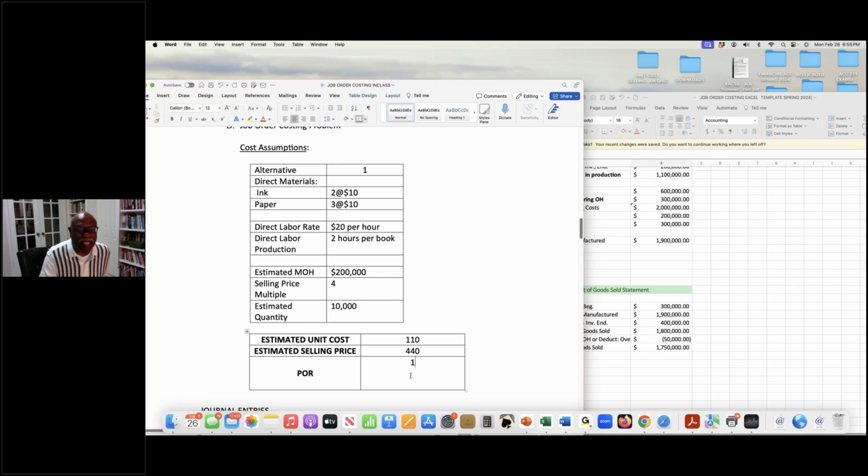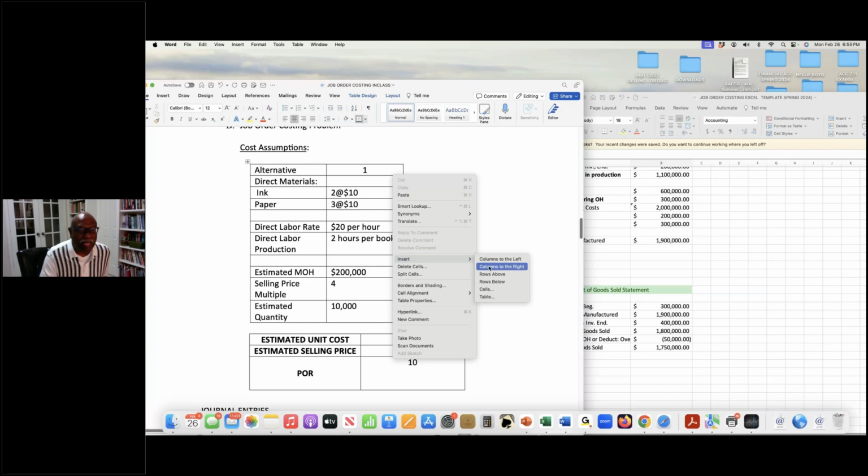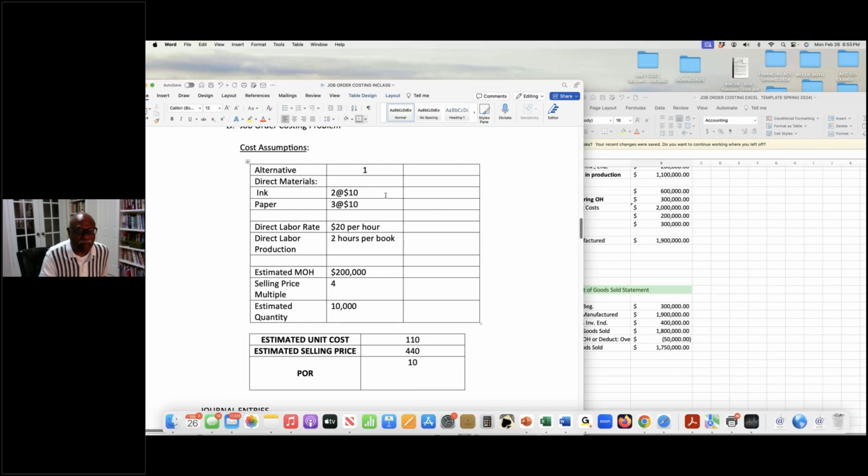So let's see how they did that. Ink 2 at 10, that's 20. Paper 3 at 10, that's 30. Direct labor, $20 per hour, 2 hours for a book. So since it's taking more than an hour, we're going to multiply. This would be 40.